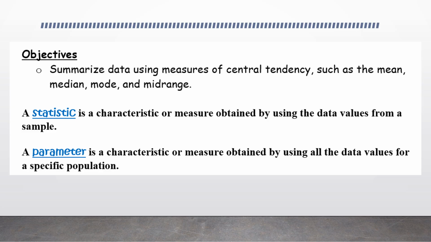Just a reminder, back in Unit 1, a statistic is a characteristic or measure obtained by using the data values from a sample. A parameter is a characteristic or measure obtained by using all the data values for a specific population.